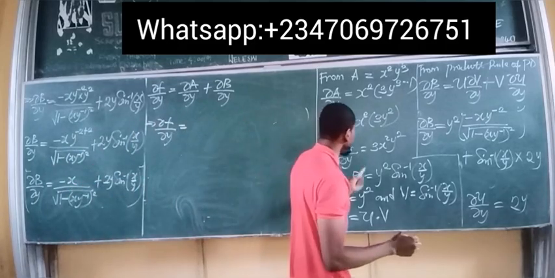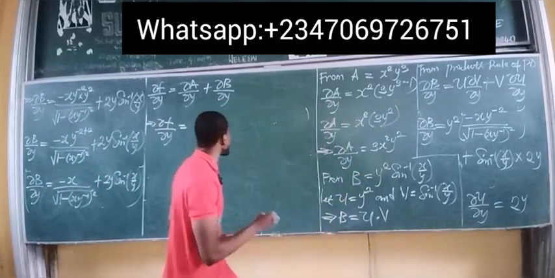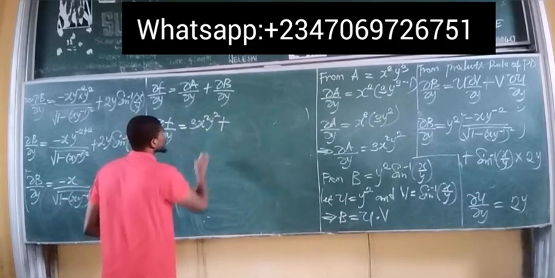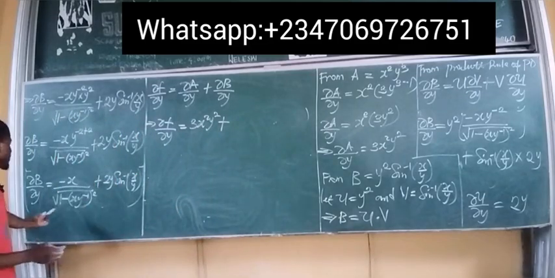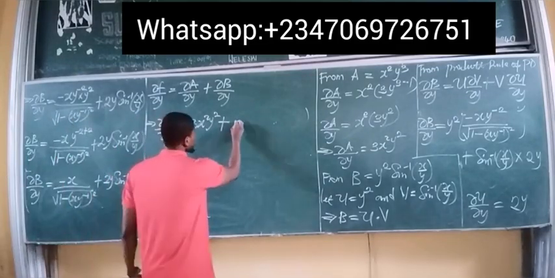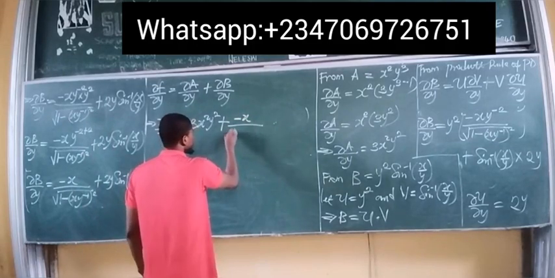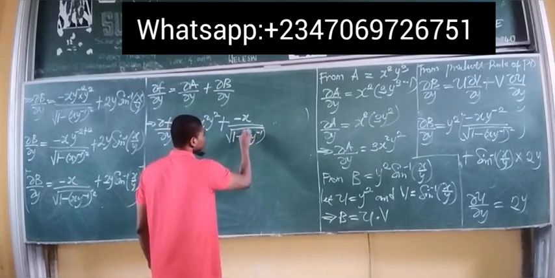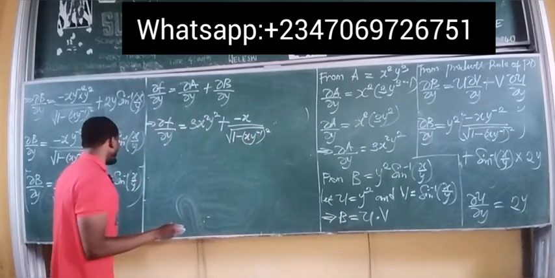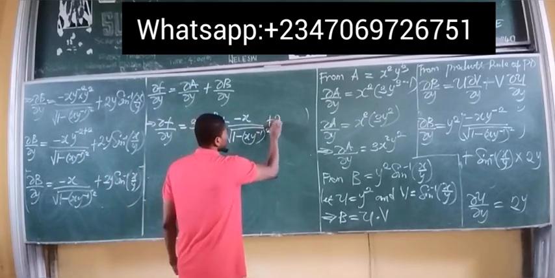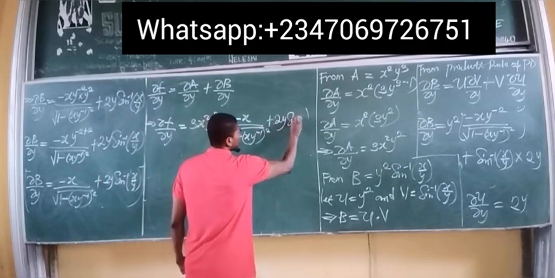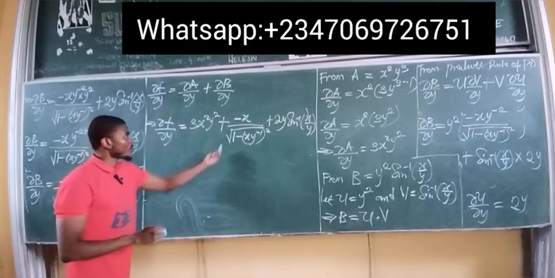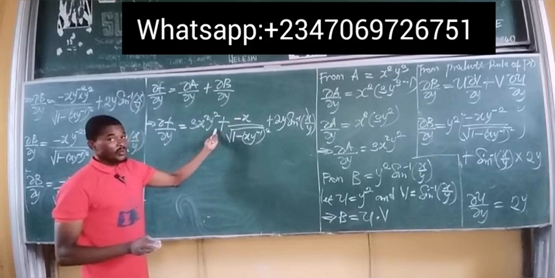which gave us here simply 3x squared y squared. So we'll put that down, 3x squared y squared plus partial b partial y, which simply gave us this. So minus x over the square root of 1 minus x y to the power of minus 1 all squared, plus 2y sine inverse of x over y. Okay, so of course we have a negative function here. Negative and plus becomes negative.